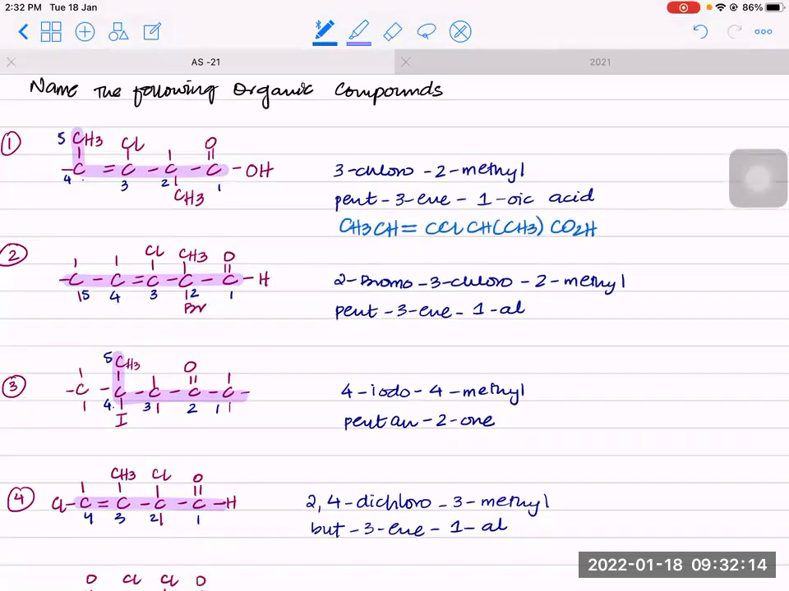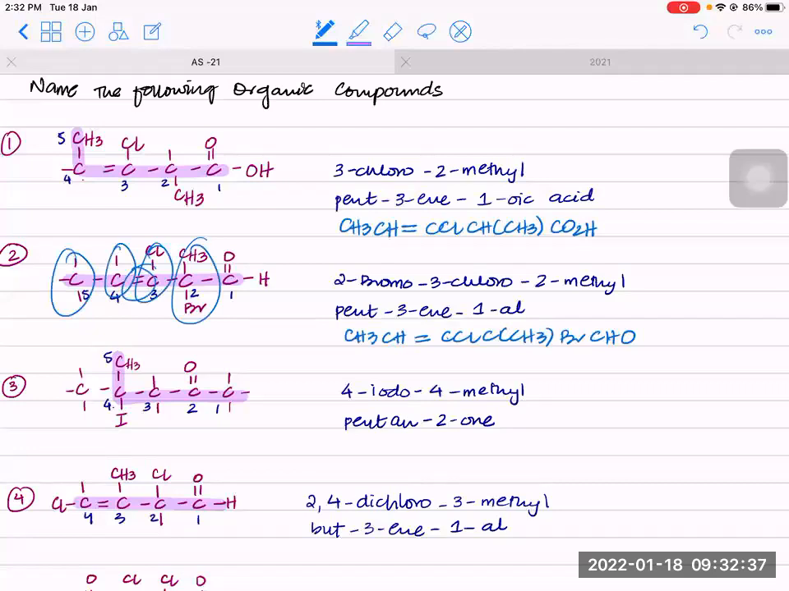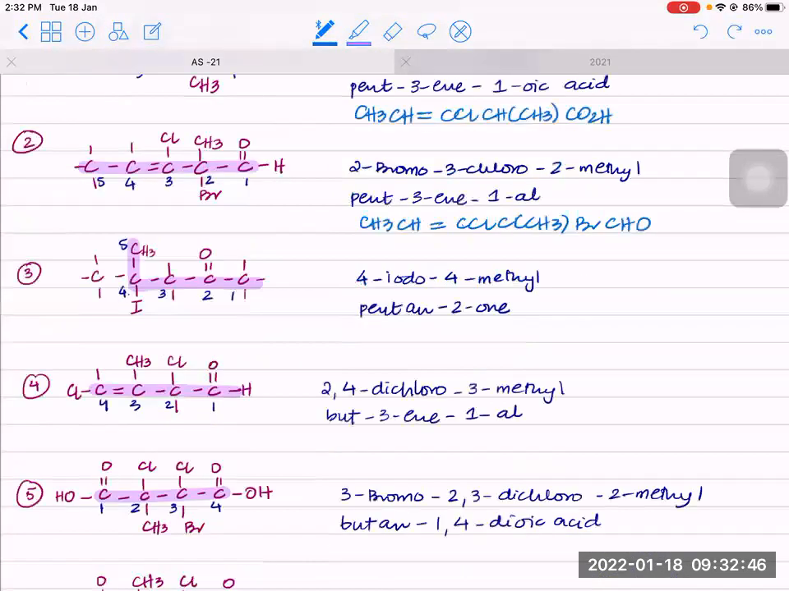Clear? Then number 2 would be CH3, CH, double bond, CCl. Then you have C bracket CH3. Br will not be in brackets because Br is a single atom. And then you will have CHO because of the aldehyde. So CH3, CH, double bond, CCl, C bracket CH3, Br. If you want to write the Br first, then put CH3 in brackets later, that is fine too. All right. And CHO for the aldehyde.